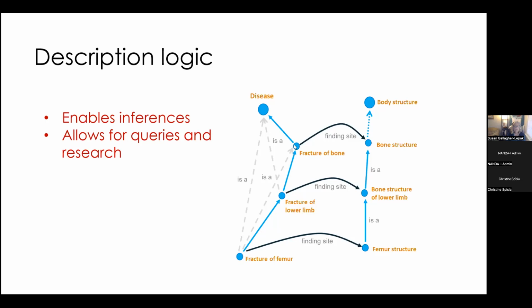But then also fracture of the bone here, it's also a subtype of a disease, and it's a subtype of the fracture of the bone. And the fracture of the lower limb here is also a disease. So all of this is inherited. And so this inheritance is called description logic. And once you understand this, you can use this to your advantage for secondary use of the clinical data.